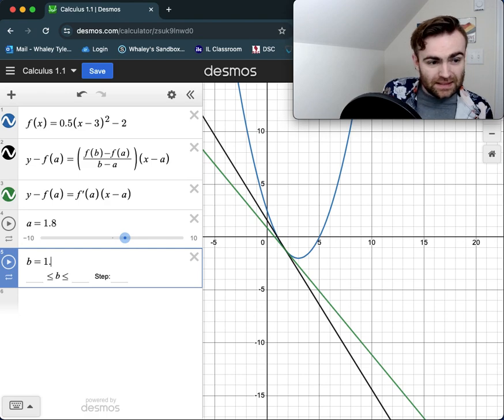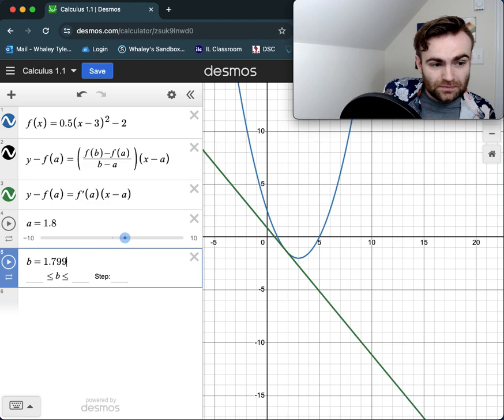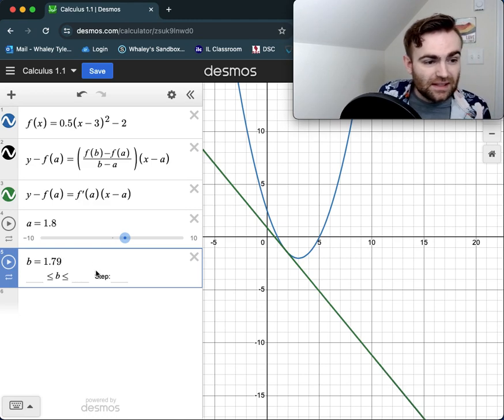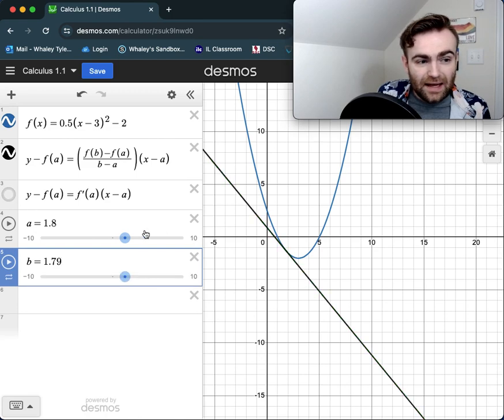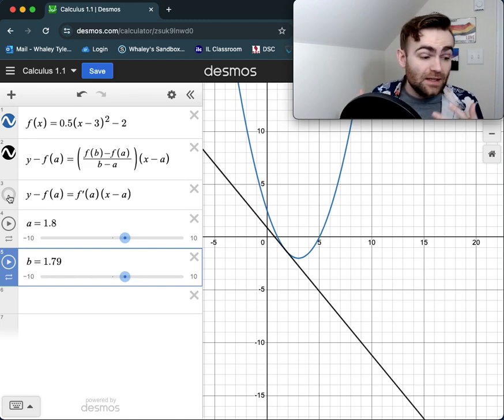But for now, if I get this really, really close, so like 1.79999, it doesn't really like that, but if I get this, they get really, really close. So that is essentially what 1.1 is. It's instantaneous versus average rates of change.